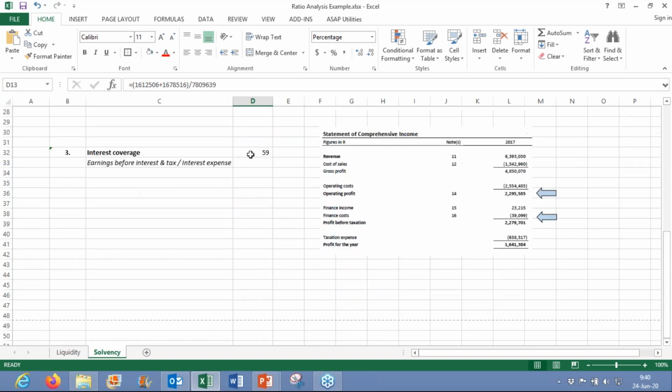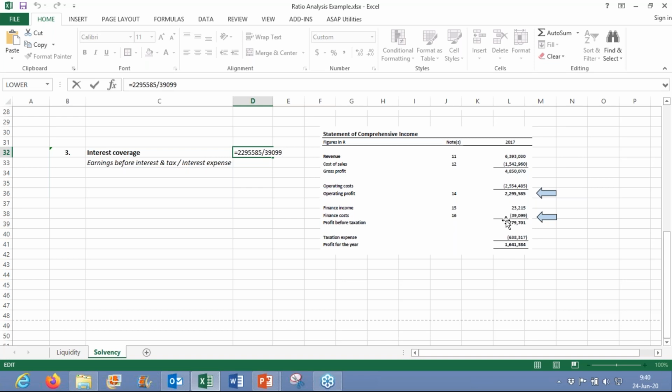I also want to illustrate the interest coverage ratio for you, because that's quite an interesting ratio to keep an eye on as well. In this case, you are taking earnings before interest and tax. So that would be here by the first blue arrow. So it's earnings before any finance items as well as your tax. So it's that 2295585, and we're dividing it by your total finance cost or your interest expense.